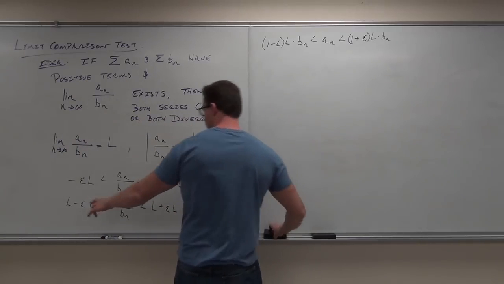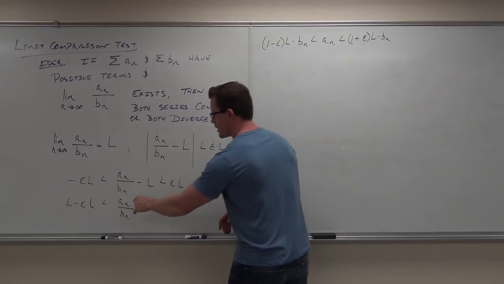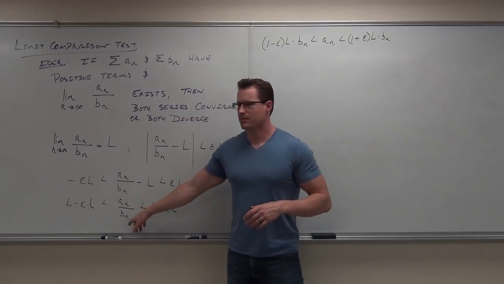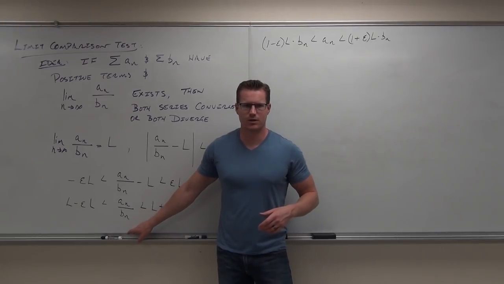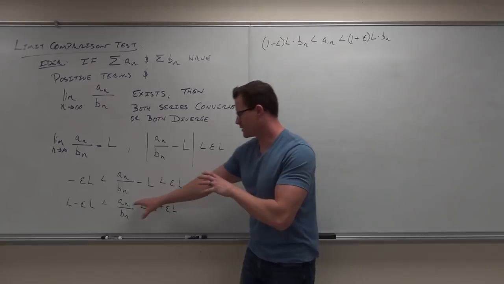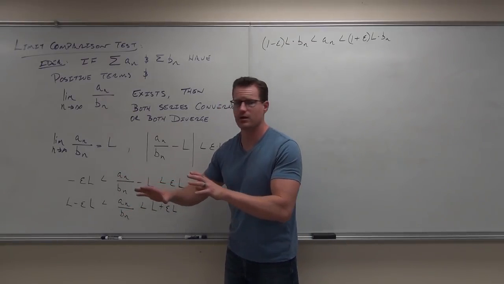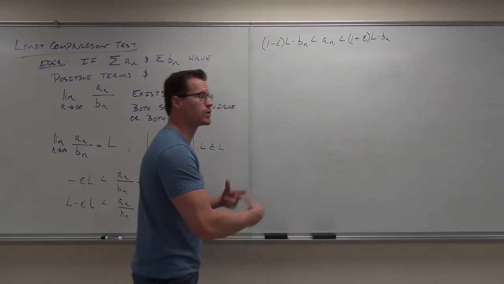So we factor out the L, no problem, it's L times (1 minus epsilon), and L times (1 plus epsilon). Multiply by B sub n on all three sides. By the way, we can do that because B sub n is what type of terms? They're positive. It's not going to change my inequality. So this is all based on B sub n having positive terms. It does not change the inequality. Not sure if you understand that idea. Okay, so it's positive. We're all good as far as the inequality is concerned.